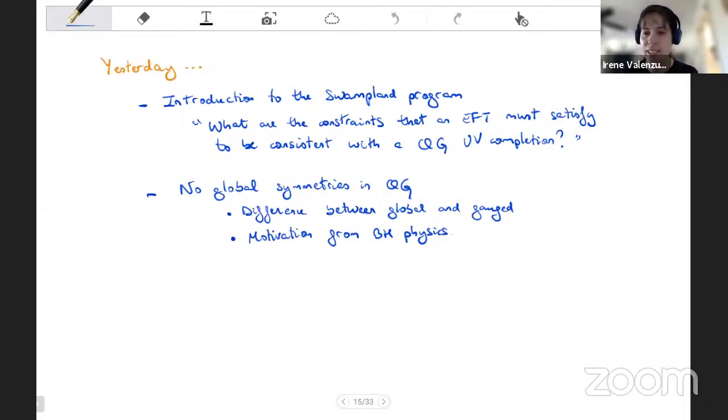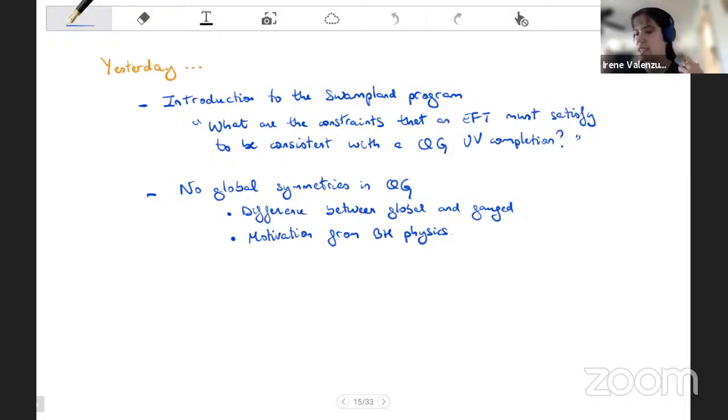So then we started to discuss one of the most important Swampland constraints, which is the absence of global symmetries. This is the one that is better understood. And as we said, we already have some proofs in different contexts, like perturbative string theory, or some cases in AdS/CFT.